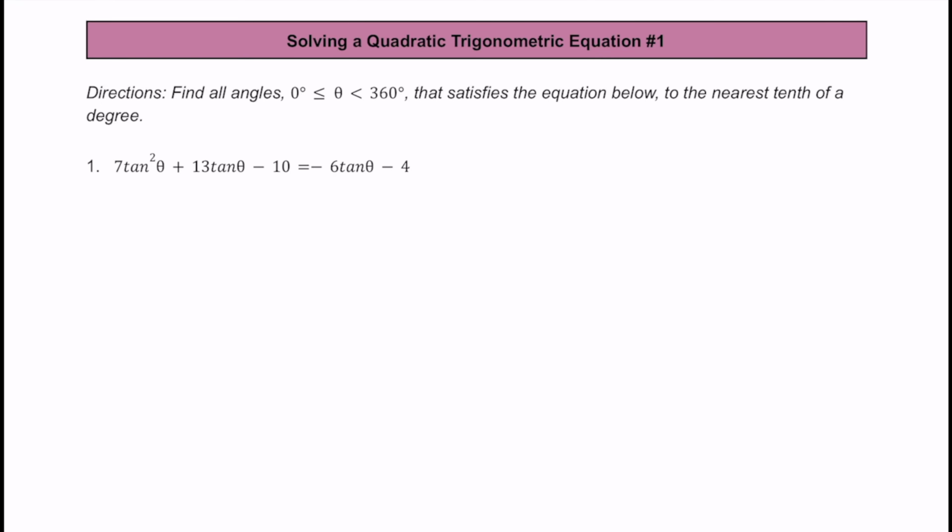Let's practice solving a quadratic trigonometric equation together. While there can be an infinite number of solutions for these equations, we're going to focus on just the solutions that are between 0 and 360 degrees, including 0 degrees, but excluding 360 degrees. And if we have to do any rounding, let's go to the tenths place so we're consistent together.